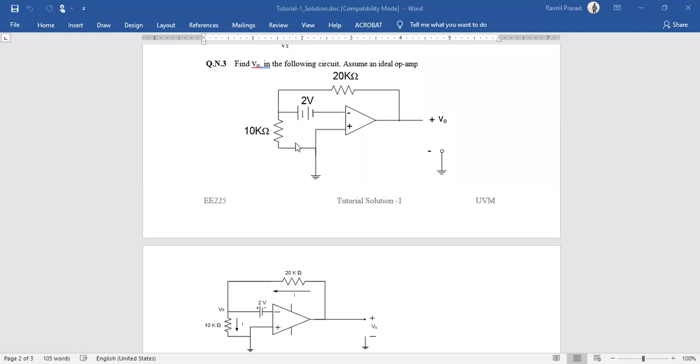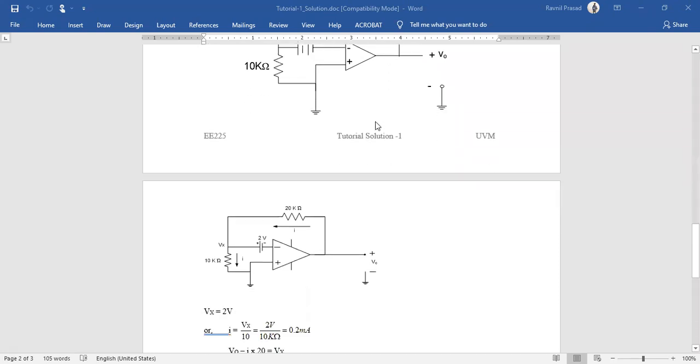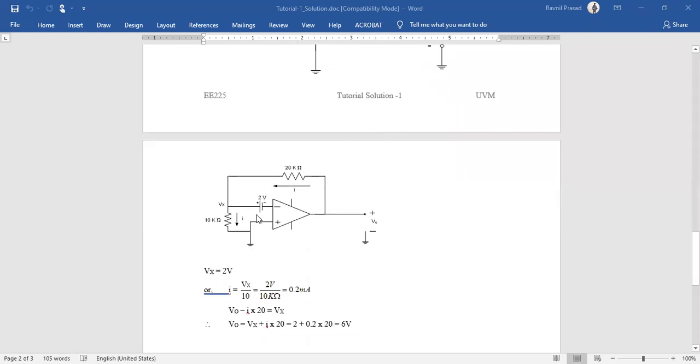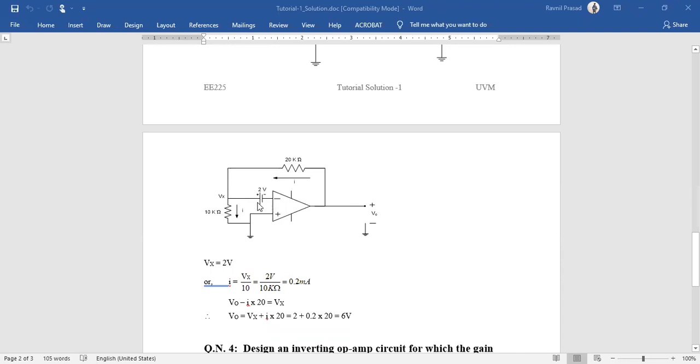If we draw the current direction, remember, like I said, there won't be any current flowing into this op-amp. We don't want any contribution of the op-amp, I mean, no voltage amplification due to the op-amp itself. So basically, there won't be any current flowing into this op-amp.